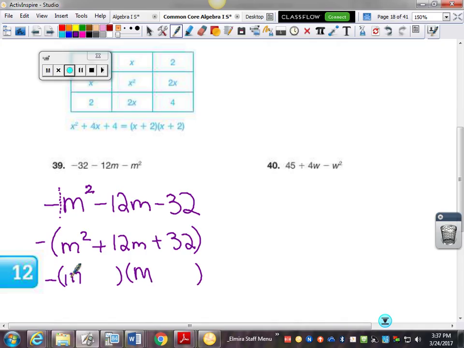Plus 32 means signs are the same. Plus in front of the b term, 12, means they're both plus. And 8 and 4. 8 times 4 makes 32. 8 plus 4 makes 12. So look for problems like that.